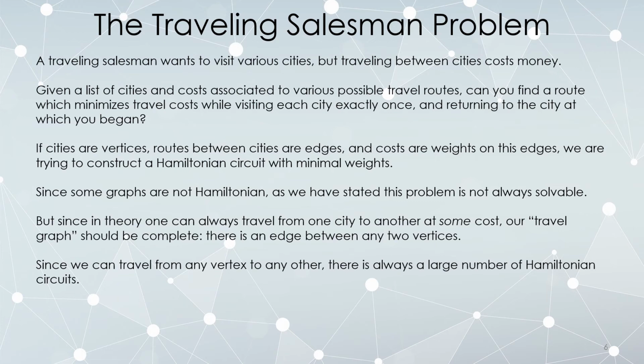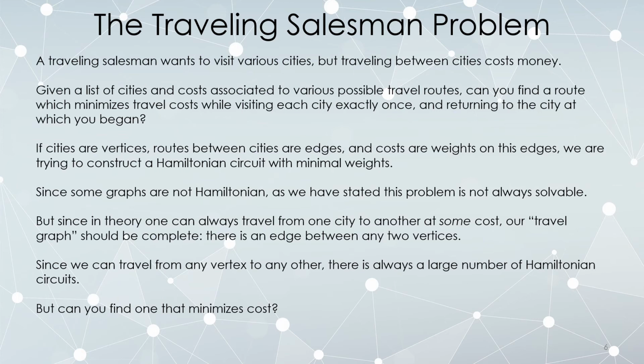And there's lots of permutations of the vertices. If there are n vertices, there's n factorial possible ways to list them out. And since all edges exist, they're all possible Hamiltonian circuits. So if you have a complete graph on n vertices, there are in fact n factorial different Hamiltonian circuits. That's a lot. Can you find the one that minimizes the cost without actually listing out all possible paths, computing all of their possible costs, and finding the smallest one?